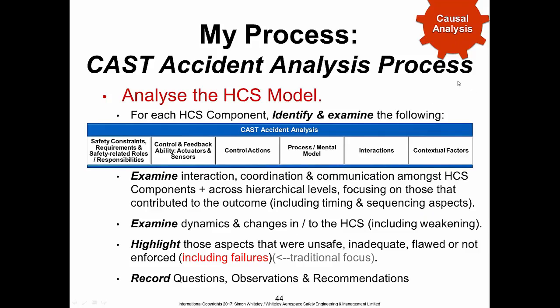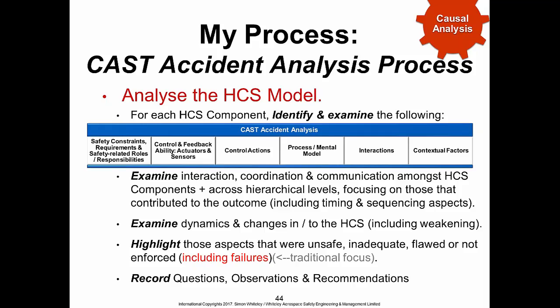Okay, once you've built your model and your timeline, then you analyse the control structure model. So for each hierarchical control structure component, you need to identify and examine the following aspects. So you need to identify safety constraints or safety requirements, safety-related responsibilities, safety-related roles, the control and feedback ability of that particular component. You know, what sensors it has, what actuators it has, and whether there were any issues with those. Then you identify control actions and whether any of those were unsafe.